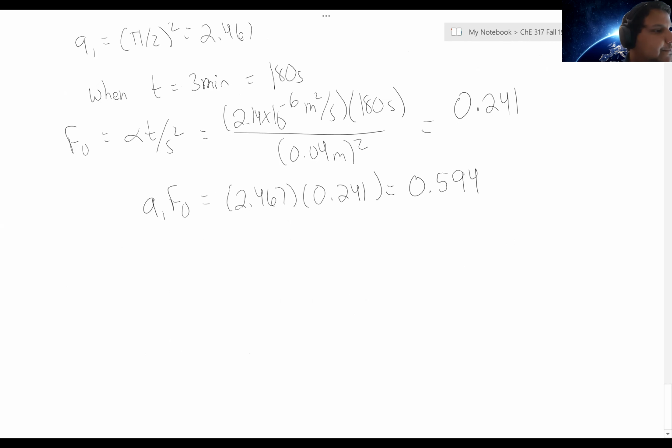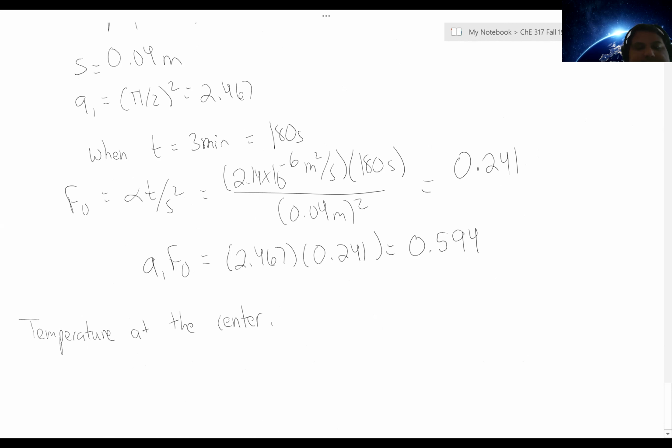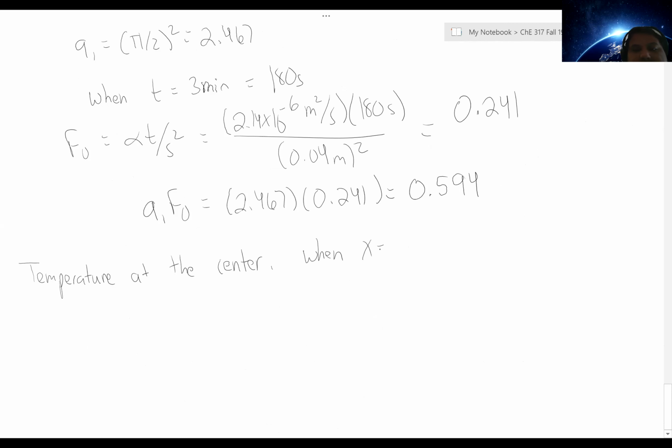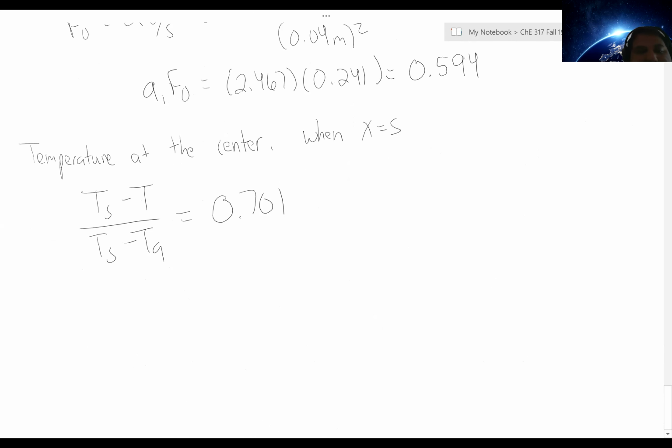So to solve for temperature at the center, we use this equation here, this giant series solution, when x equals s, or the center, which gives us Ts minus T over Ts minus Ta equals 0.701, or simply 30 degrees minus the temperature we're solving for over 30 minus 90 equals 0.701, which implies the temperature at the center is approximately 72 degrees.